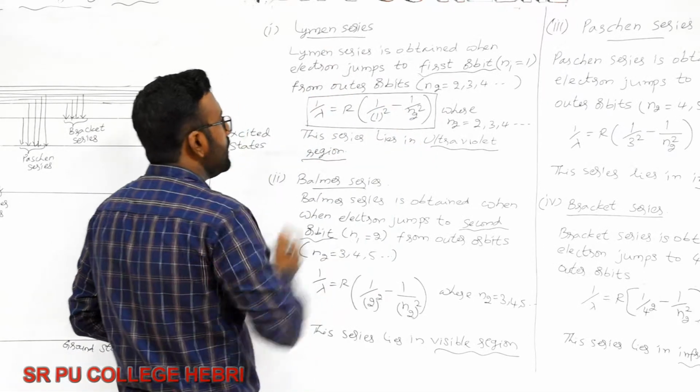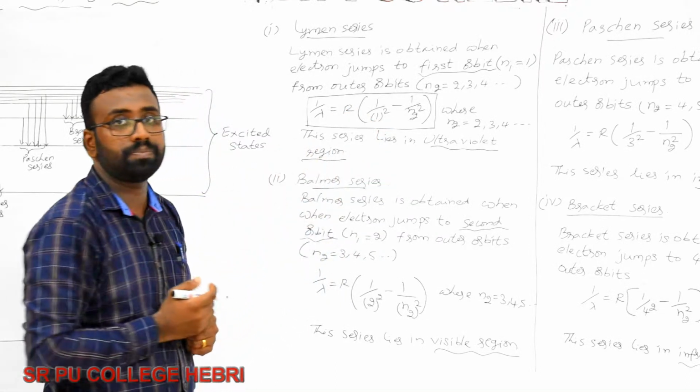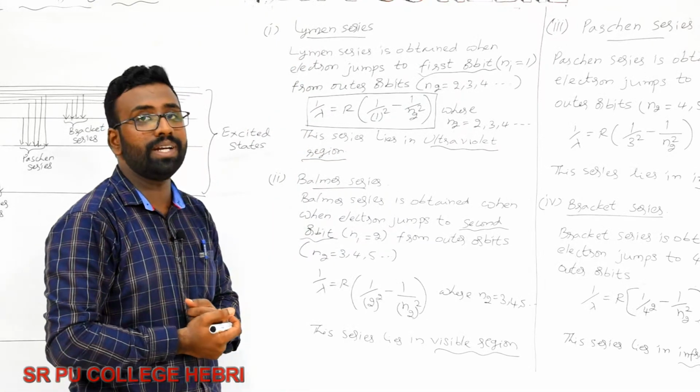We have the equation, okay. This series comes under ultraviolet region. So this Lyman series comes under ultraviolet region.